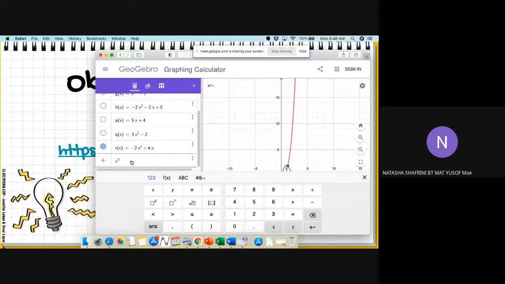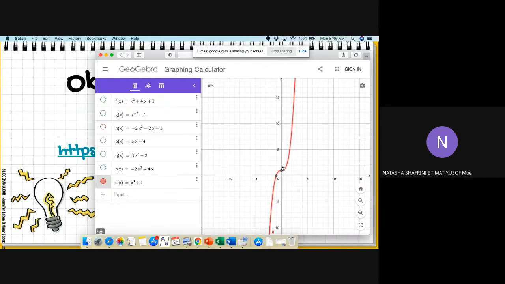Okay, x power 3 plus 1. Okay, so the shape of graph. Okay, ini kita panggil cubic. Shape of cubic graph. So kalau nampak dia macam huruf S lah macam tu. Tapi S dia macam bentuk lain sikit. Ini untuk graf kuasa 3. If you have the power of unknown, kuasa 3, ini bentuk dia.